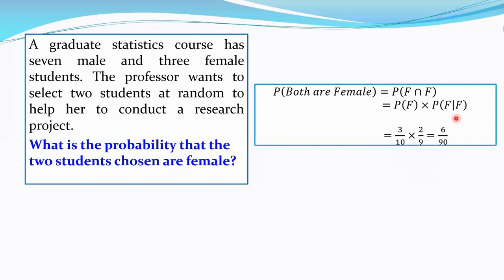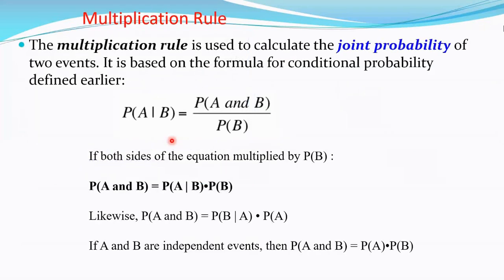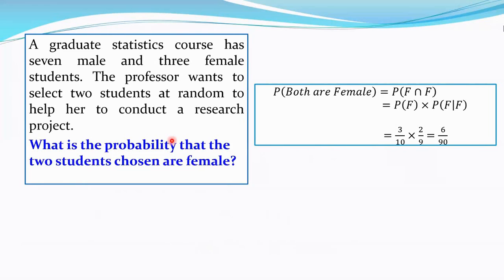Then if you want to interpret, you have to make it a percentage. That is the percentage chance to pick 2 female students for the research project. Right? So here we are applying this conditional probability rule. The second selection depends on the first selection.